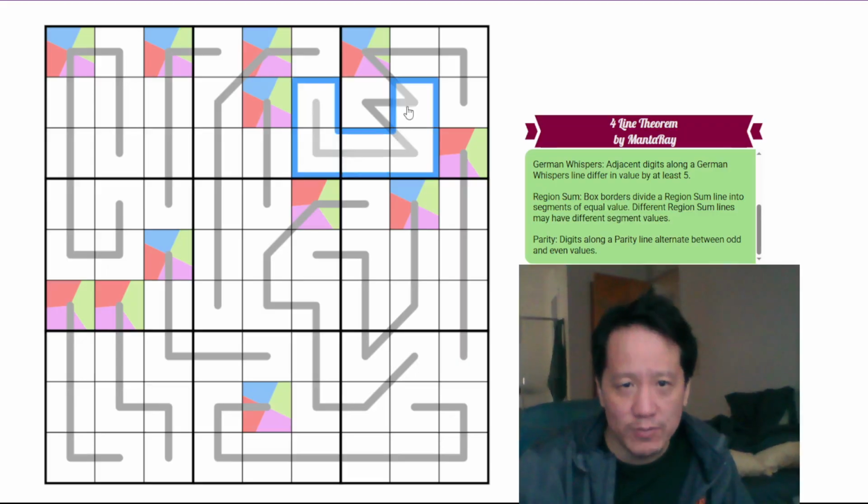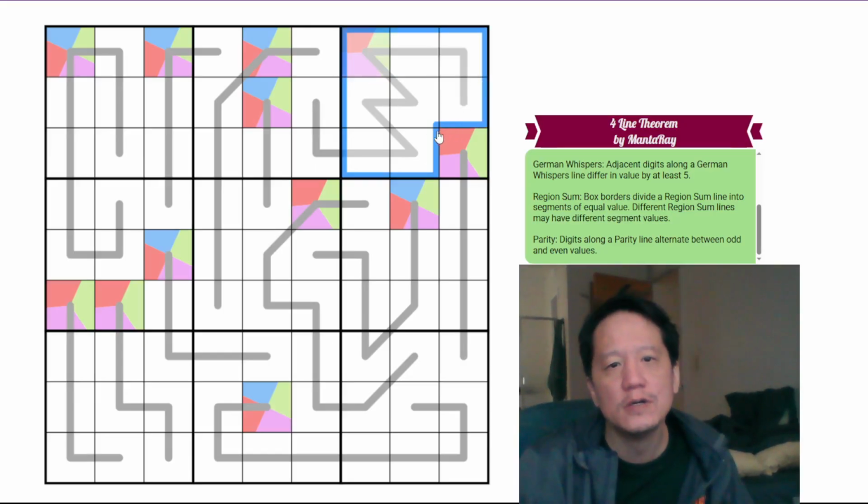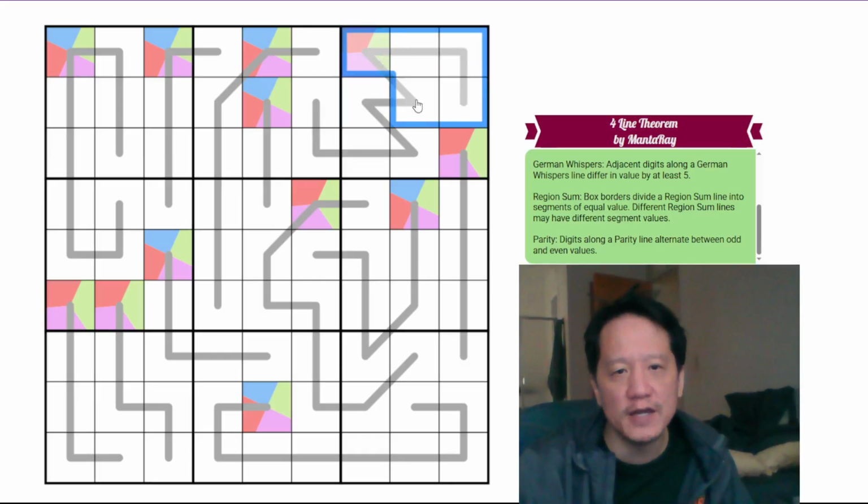So this cannot be a Region Sum line, because 2 unique digits can never add up to what 8 unique digits add up to. It can't be Renban either, because this would be 8 digits, and plus 2 is 10 digits on this line, which doesn't have repeats.